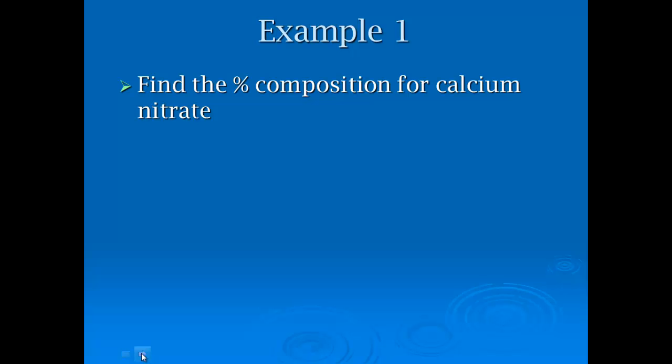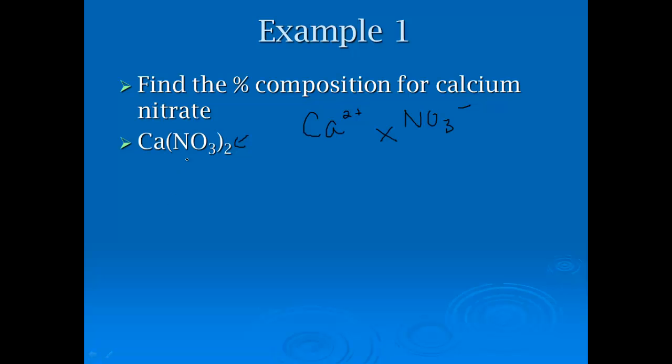Well, first of all, we want to find the percent composition for calcium nitrate. Okay, here's our formula for calcium nitrate because, as a reminder, calcium is a 2 plus, nitrate is a 1 minus. So when you crisscross them, you need two nitrates to balance out each calcium because the overall charge has to be equal to 0 for an ionic compound. Okay, so first step is we have to find the molar mass of the entire compound.